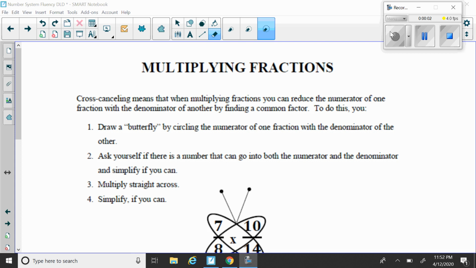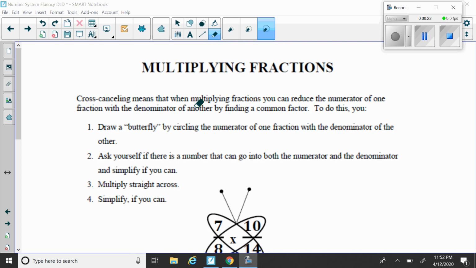Hello, everybody. So today we are going to be talking about multiplying fractions. We know that when multiplying fractions, we can just multiply straight across. But there's something you can do before to make the numbers a little bit smaller and easier to handle, and that is cross canceling.